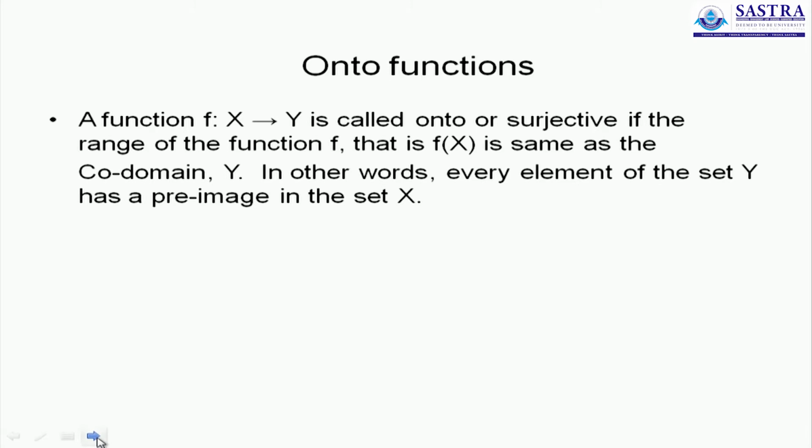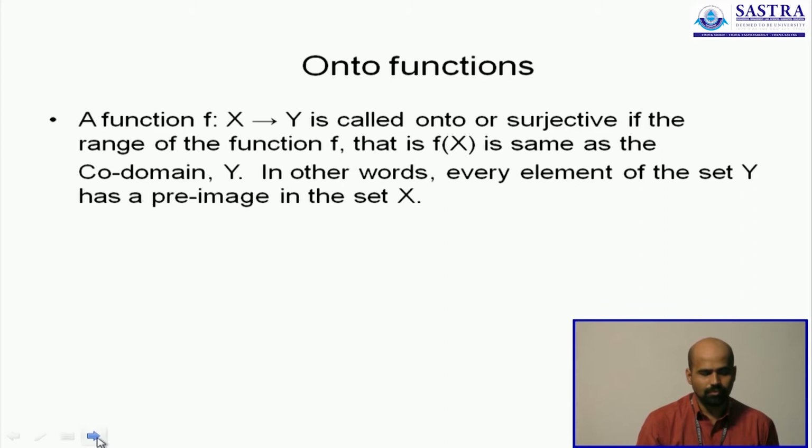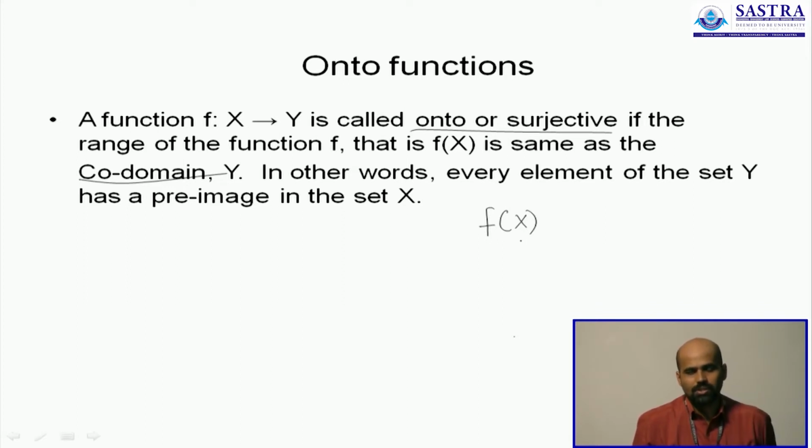The second type that we will discuss is an onto function. A function f from x to y is called an onto function or a surjective function if the range of the function is the same as the codomain of the function. You can recall the definition behind the range. The range of the given function is the set of all images of all elements in x. Let x contain 5 elements and let each of them have an image in the set y. Whatever images you have, you collect them and put them inside a box. That box is what you call the range.